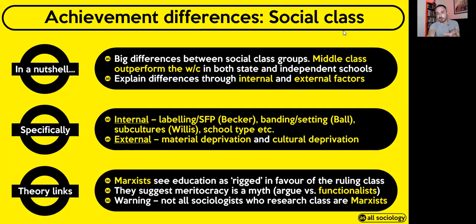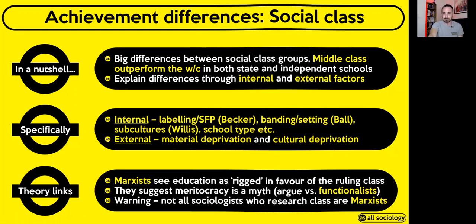But one of the things I wanted to highlight to you guys, last of all, is that not all sociologists who research class are Marxists. So the only one up there I've mentioned who is a Marxist is Paul Willis. So don't just assume that they're all Marxists because they mention class. Most of these people, particularly if we're looking at the processes in school, so Becker, Hargreaves, Ball, they're interactionists. They look at the small scale detail between two people interacting.